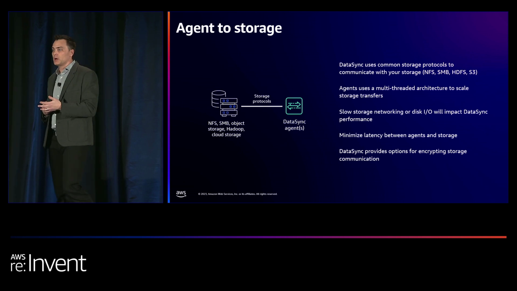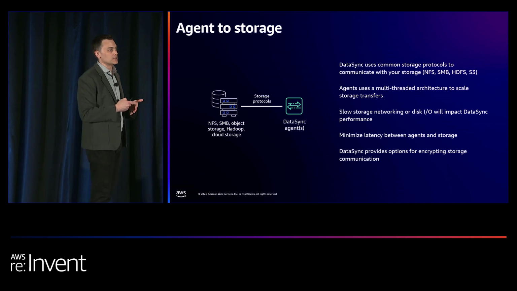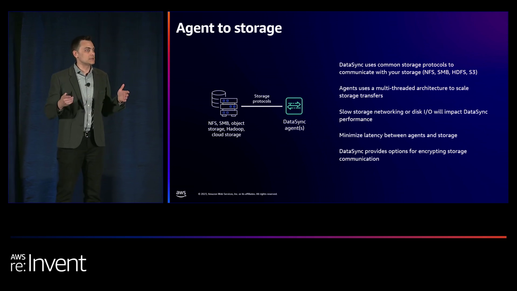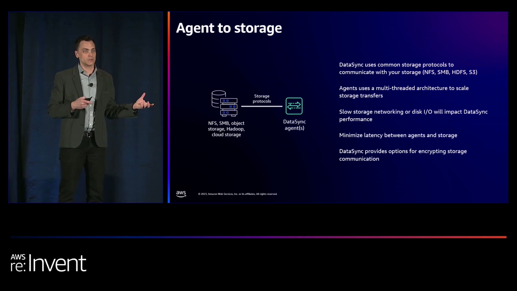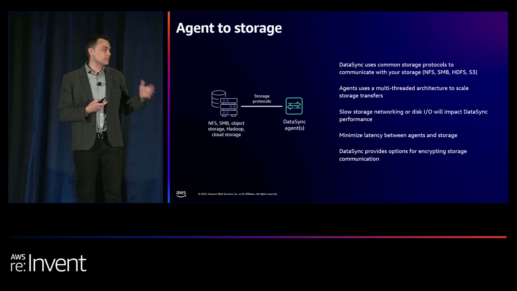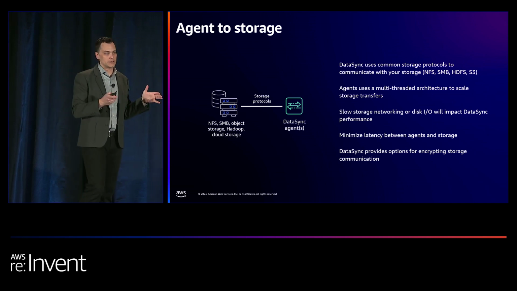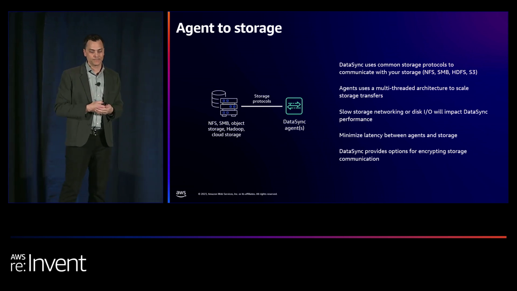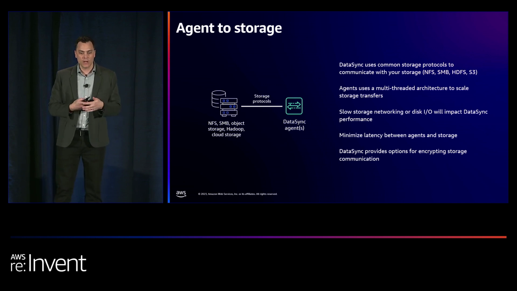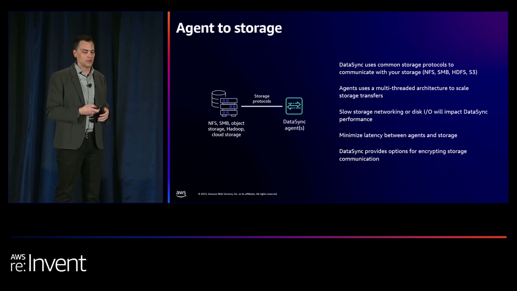And really what it depends upon is the latency on that network, particularly because storage protocols like NFS or SMB in particular are sensitive to latency. If there's too much latency between AWS and your on-premises storage, you're going to run into a lot of problems, to the point where it may not even work at all. So this is why we typically recommend that customers deploy the agent as close to their storage as possible to minimize that latency. We also provide options for encrypting storage communication. We do this automatically with the SMB protocol, and we have options with Hadoop and the other protocols that we support.